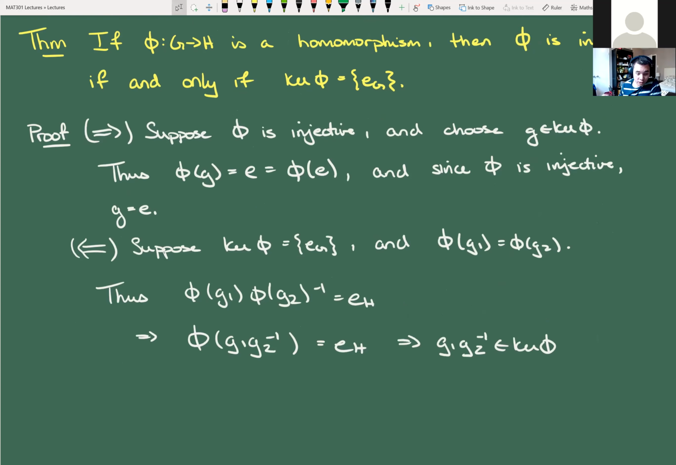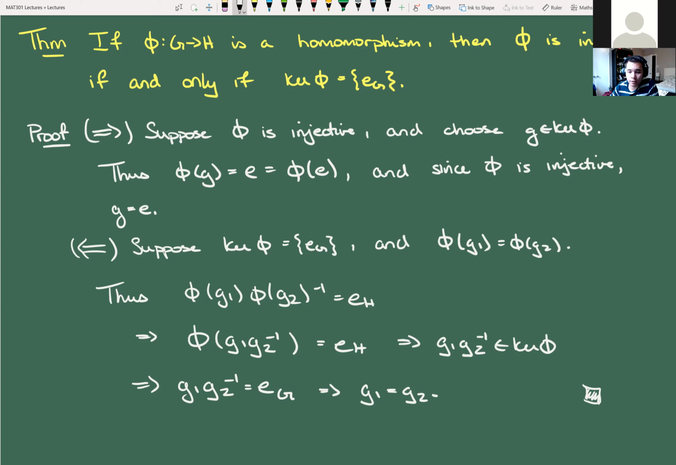So by definition, what have I shown? Well, I've shown that g1 g2 inverse maps to the identity, so it's in the kernel, but the kernel is trivial. So g1 g2 inverse has to be the identity, i.e. g1 is equal to g2, right? And that's it. So we can determine injectivity just by examining the kernel, simply by looking at what elements map to the identity.